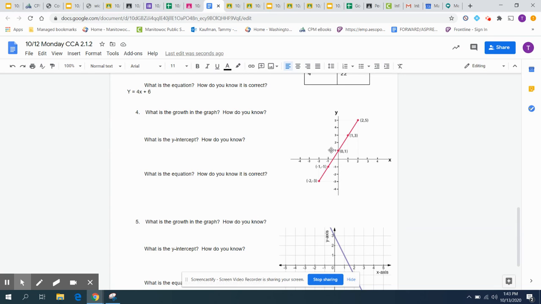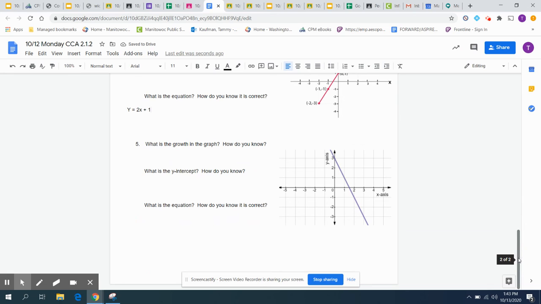My y-intercept is right here where it crosses the y-axis. So the equation for this one would be y equals 2x plus 1. Okay? And this last one, same deal. My y-intercept is right here. That doesn't change. Notice my y-axis. So my y-intercept is going to be 3.